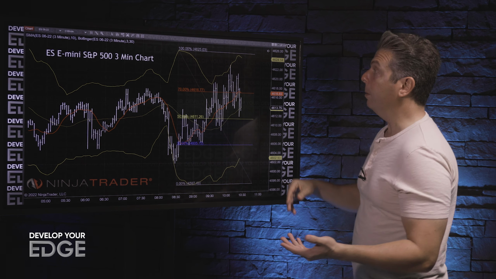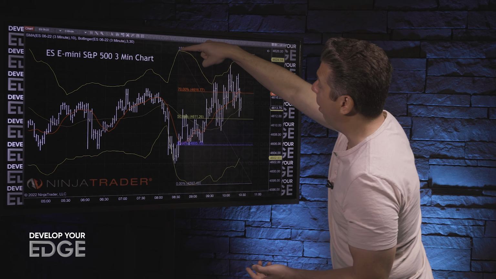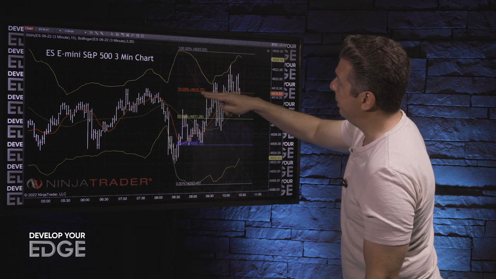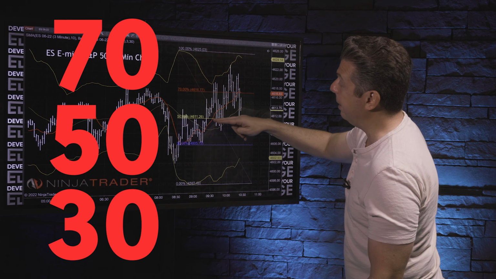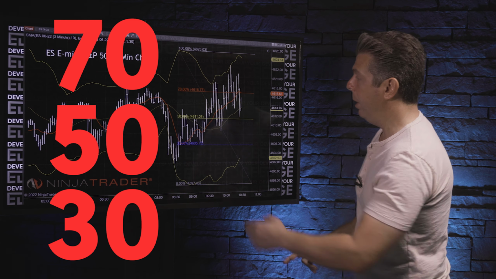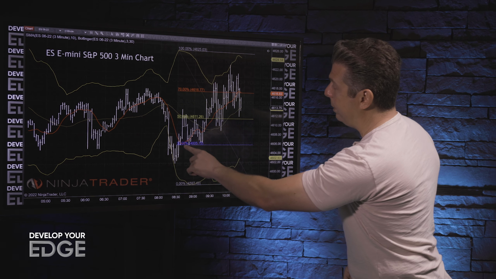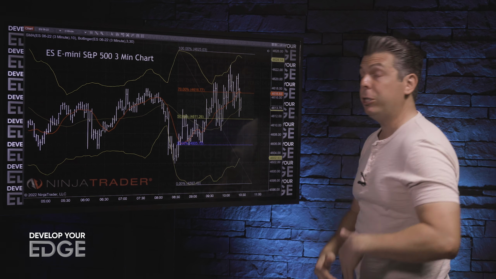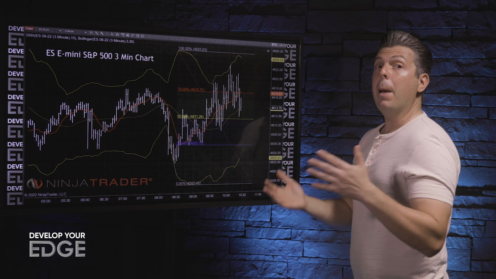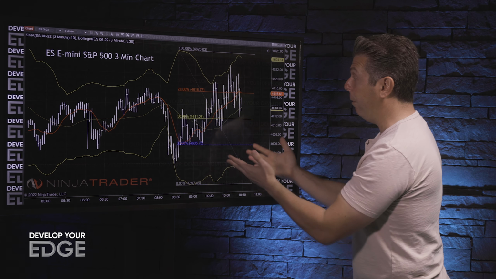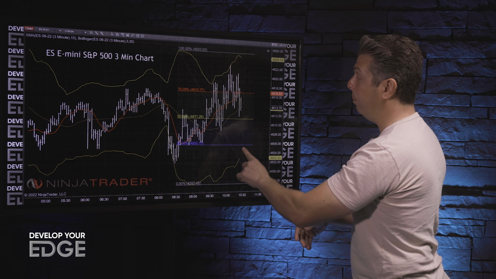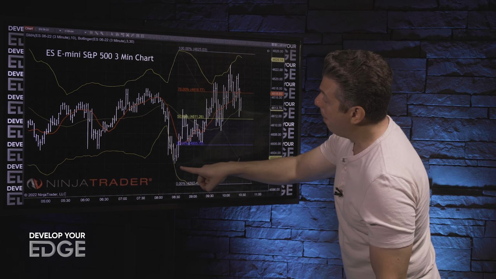Well, I take a fib tool and I draw it from the peak of the top to the bottom, and I use a 70%, 50%, and 30% line. That 30% line, when it coincides with my 10-period moving average, is a very good level of support for me. Once again, this is all coming off of the daily because I'm looking for longs, so this to me is key support.